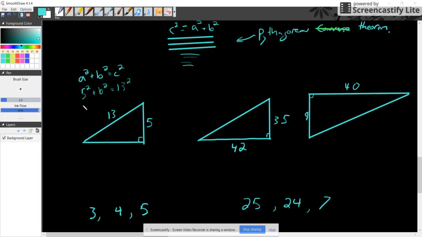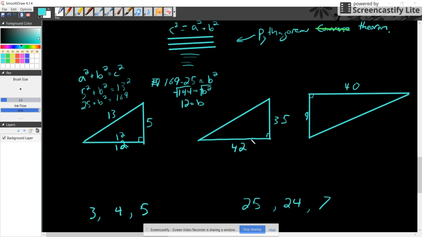So it says 25 plus b squared is equal to 169. 169 minus 25 is equal to b squared. 144 is equal to b squared. Looking for b, not b squared, so I take the square root of both. 12 is equal to b, so we know this side is 12. Let's make that clear.